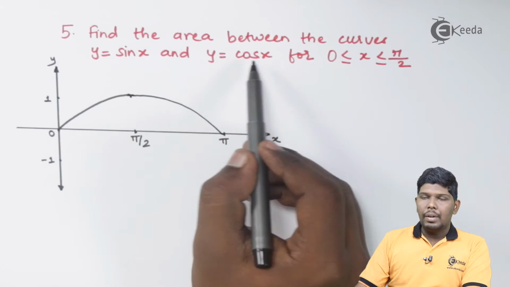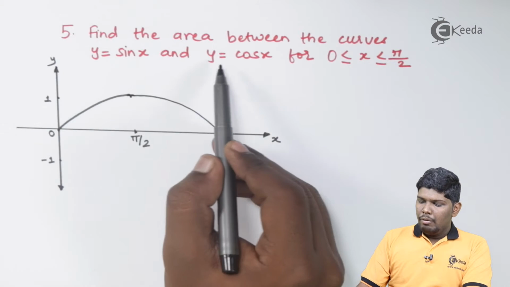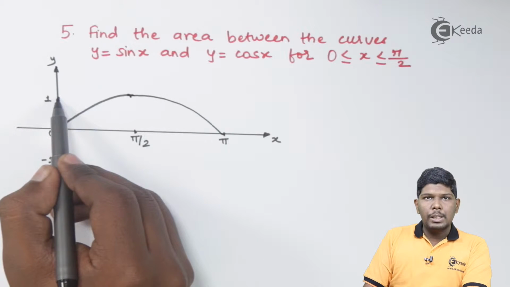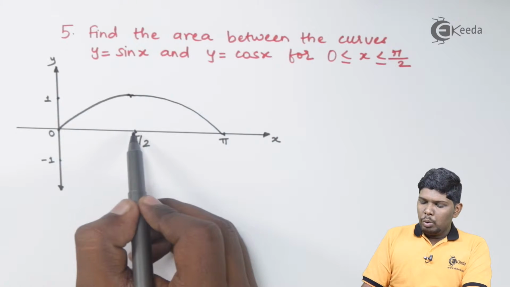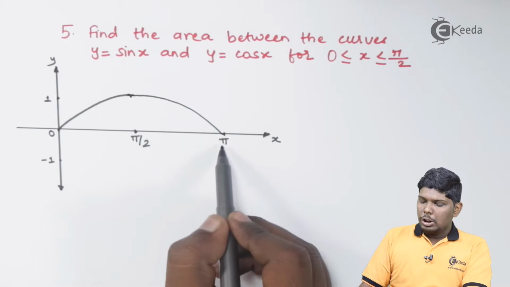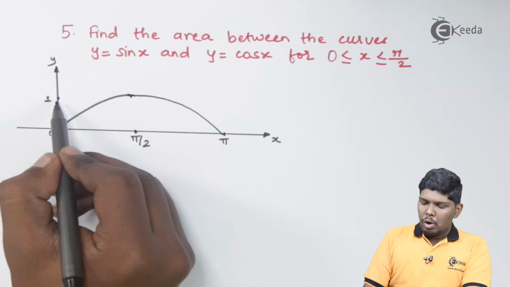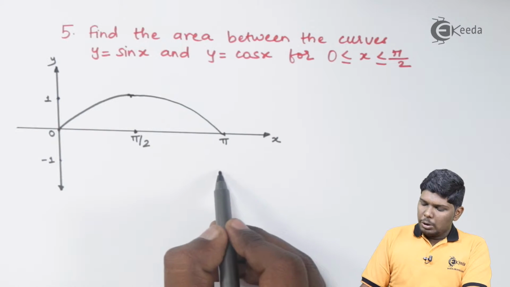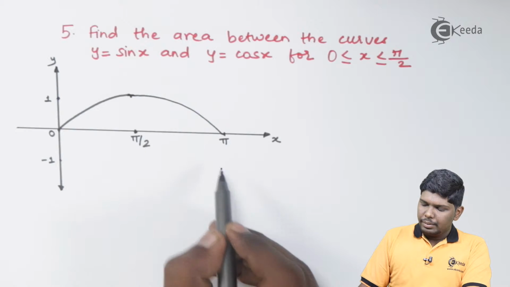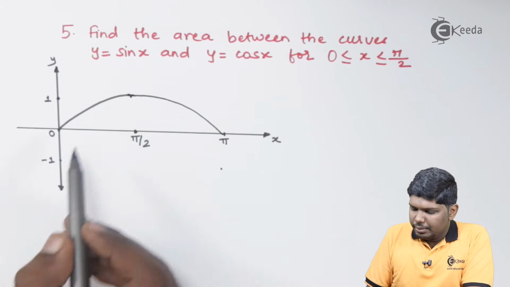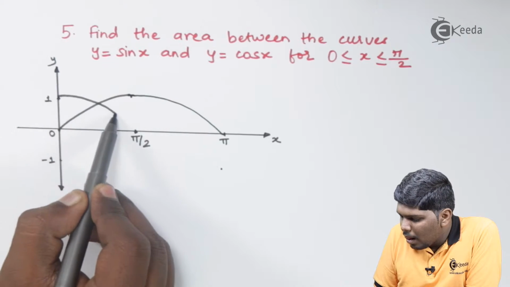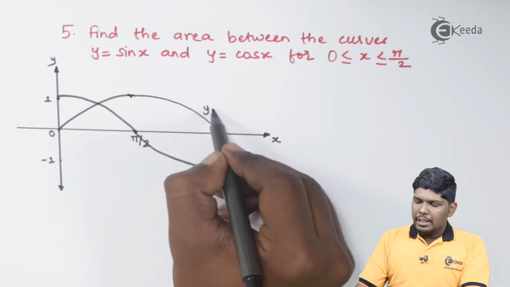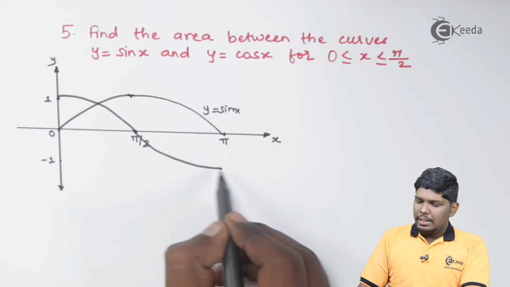So let us join these 3 points. Now we will draw the curve y is equal to cos x also. We know that cos 0 is 1. So cos 0, the curve will start from this point. Cos pi by 2 is 0 and cos pi is minus 1. So we have cos 0 as 1, cos pi by 2 as 0 and cos pi as minus 1. So let us connect these 3 points.